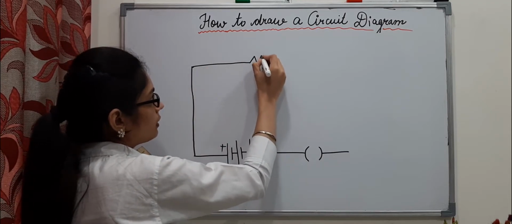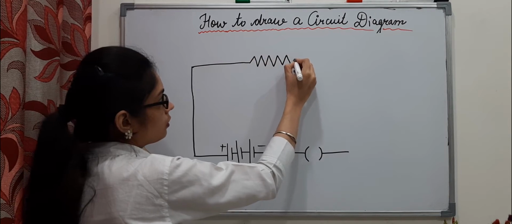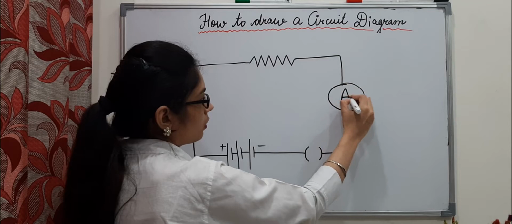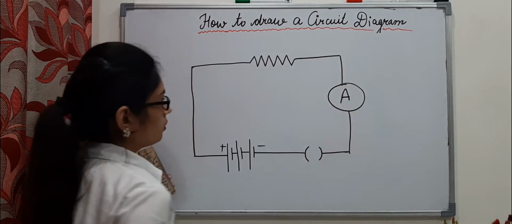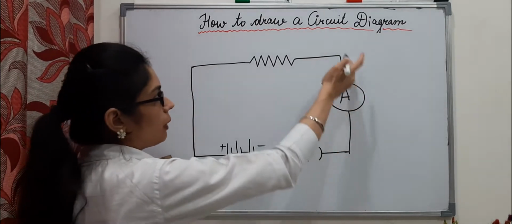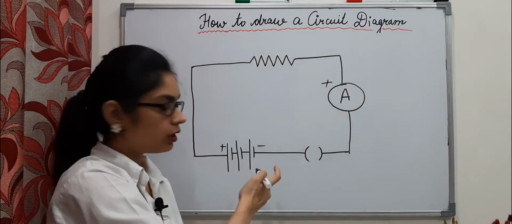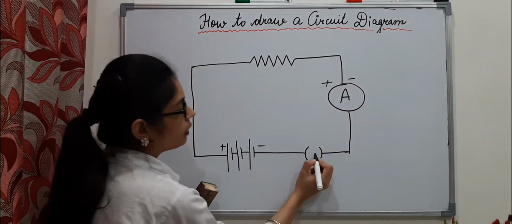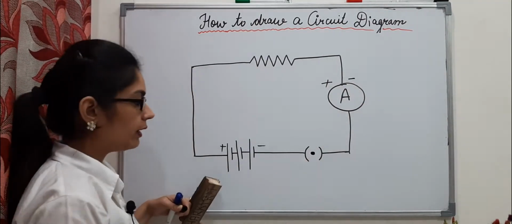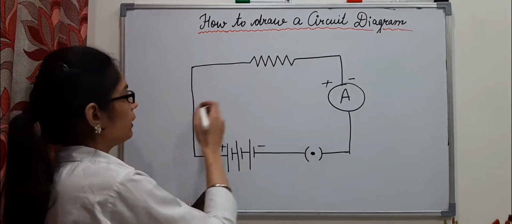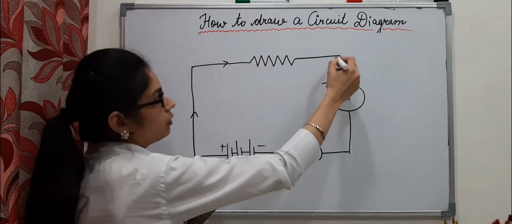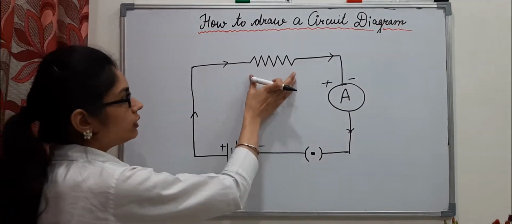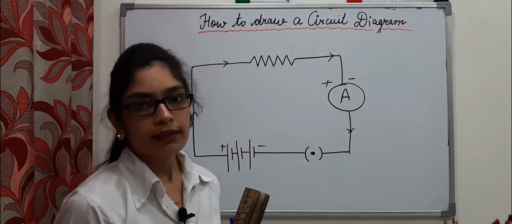I will draw a resistance, and here I will draw an ammeter. The positive terminal of the ammeter should be with the positive terminal of the battery, and the negative terminal of the ammeter should be with the negative terminal of the battery. If the current is flowing, it should always flow from positive to negative. So this should be the direction of current. See, positive to negative. You have to mark these arrows also. So this is the resistance. Ammeter we have already drawn.